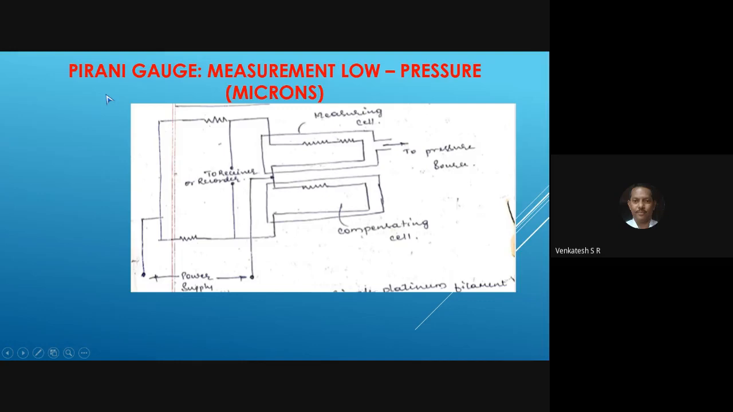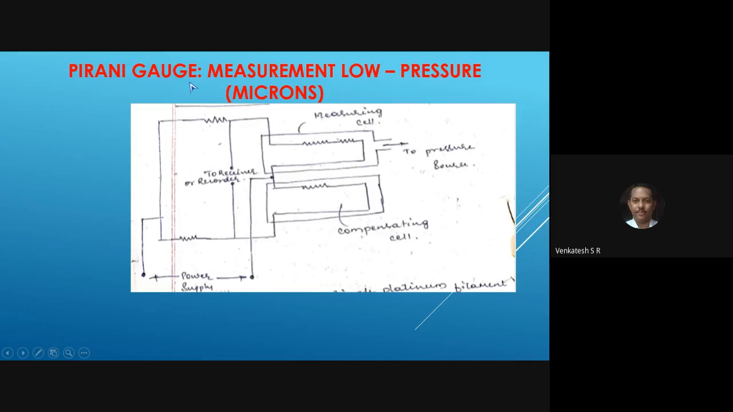You all belong to mechanical engineering. The low pressure measuring instrument is the Pirani gauge. Negative pressure can be measured using the McLeod gauge, but low pressure can be measured using the Pirani gauge.